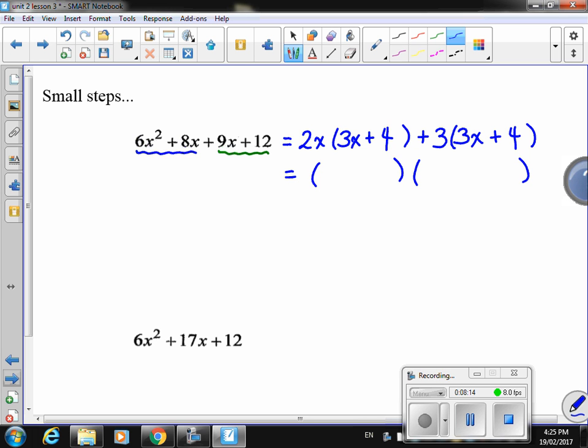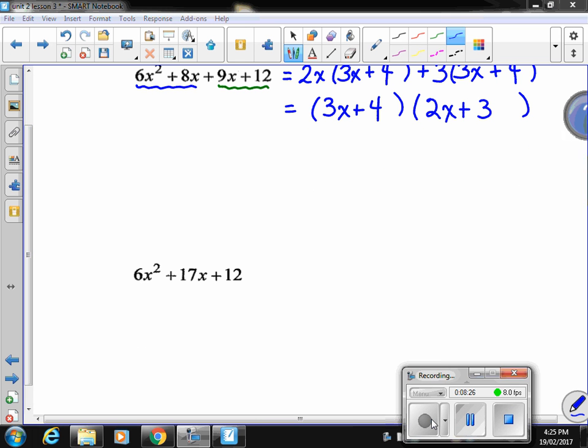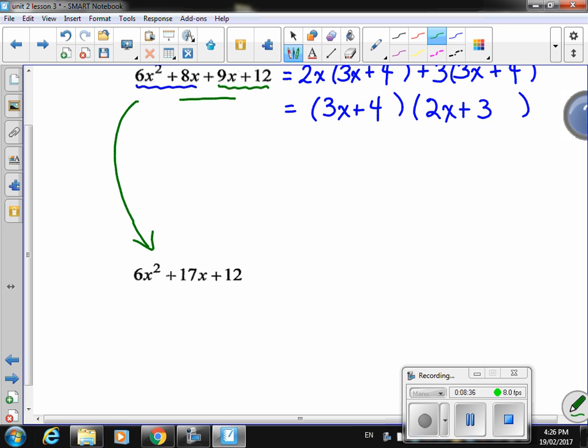So my final answer would be the common bracket, 3x plus 4, and the leftovers, 2x plus 3. If you've been very observant, you might notice that this second question on this page is the very same question. 8x plus 9x really is 17x. So if I asked you to factor 6x squared plus 17x plus 12, you know the answer is this.